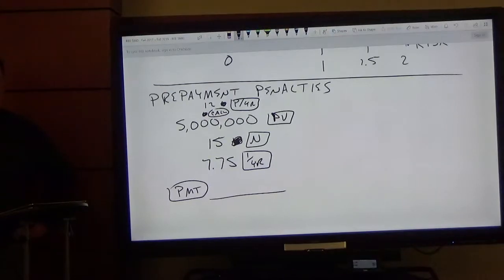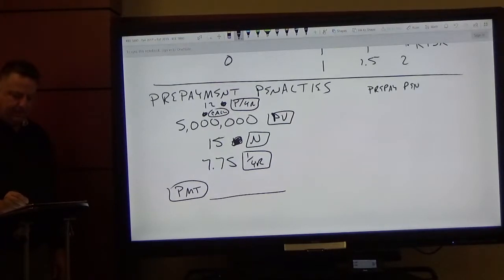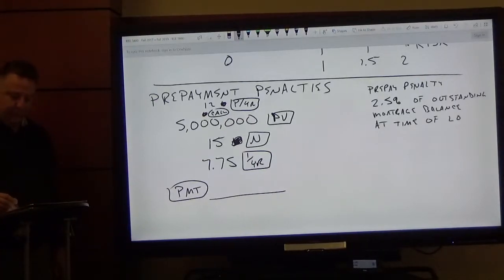Now, before we go any further, how much are they going to charge us as a prepayment penalty if we pay off early? What percentage of our outstanding loan balance? 2%. You said what? 2.5. All right, compromise. Financial engineering. Learning those terms, I love it. Okay, so your prepayment penalty is going to be 2.5% of the outstanding mortgage balance at time of loan prepayment. Does that make sense, everybody?